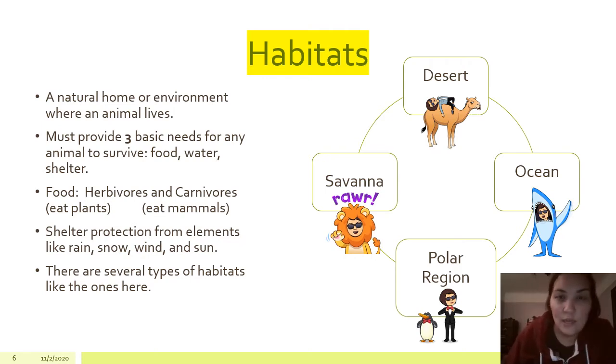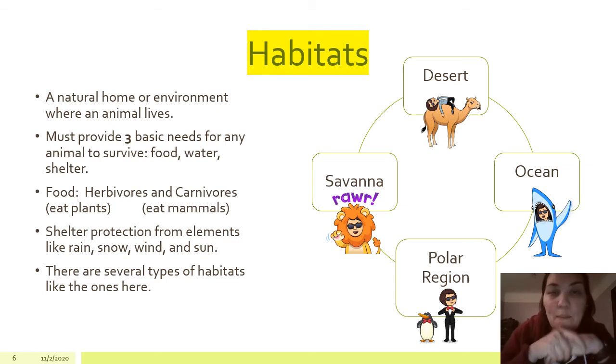Okay, so again, let's go over. Can anybody tell me, read to me what a habitat is? Perfect. Natural home or environment where an animal lives. Okay, so here is a big star that you have to think about when we talk about habitats. Okay, this is going to be on your test. This is going to be how you build your own habitats today.